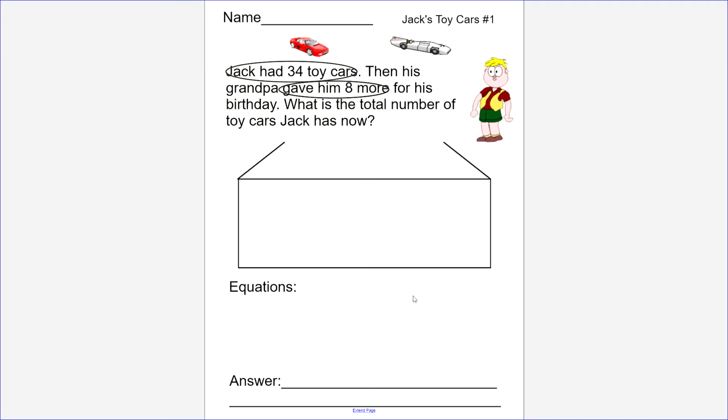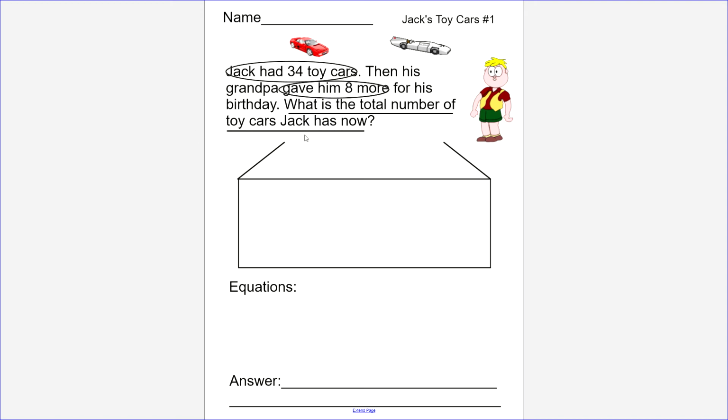Let's go ahead and now think about, what is it that we're trying to find out? What is the question asking? What is the unknown? Oh, I can see the question because it's got a question mark at the end of it. I can see that the question is, what is the total number of toy cars Jack has now? In 3rd grade, we circle the information that we know, and we underline the question.